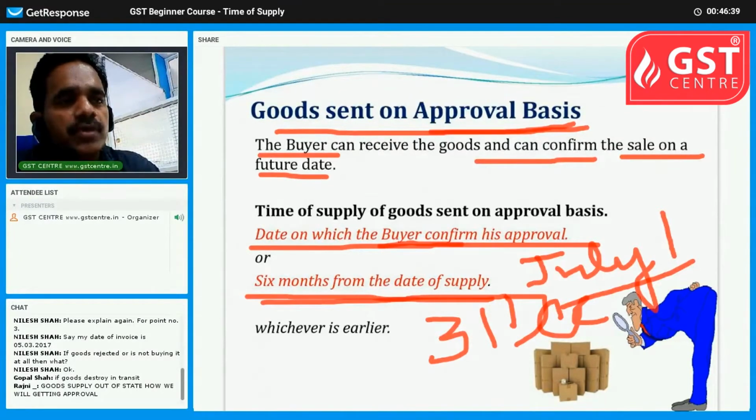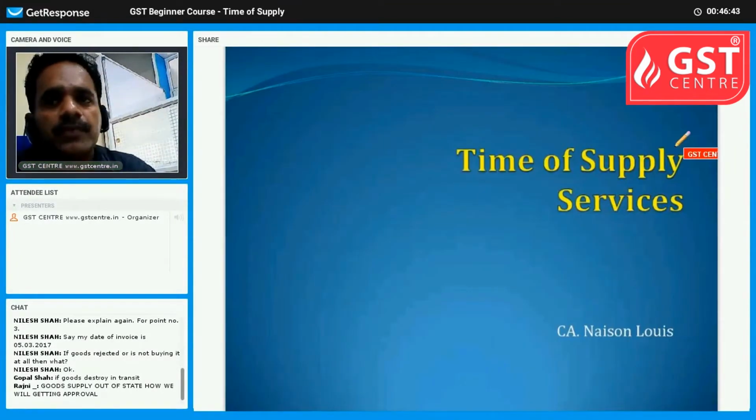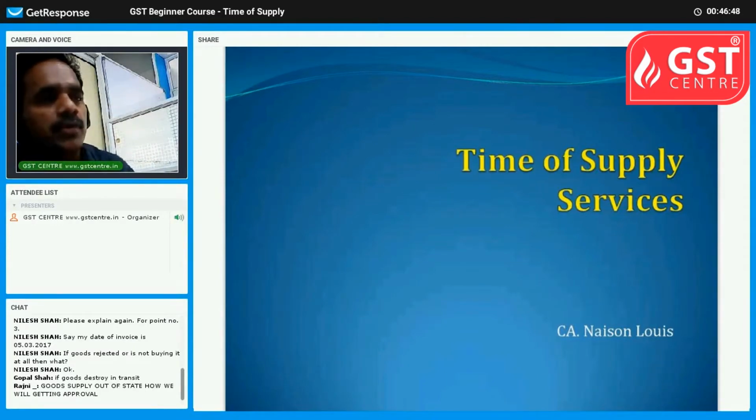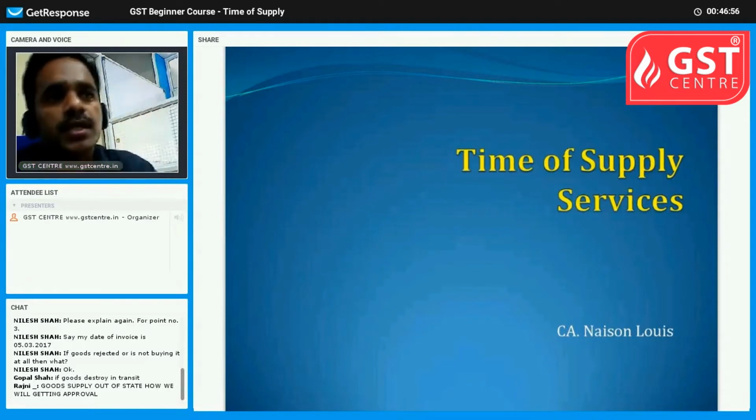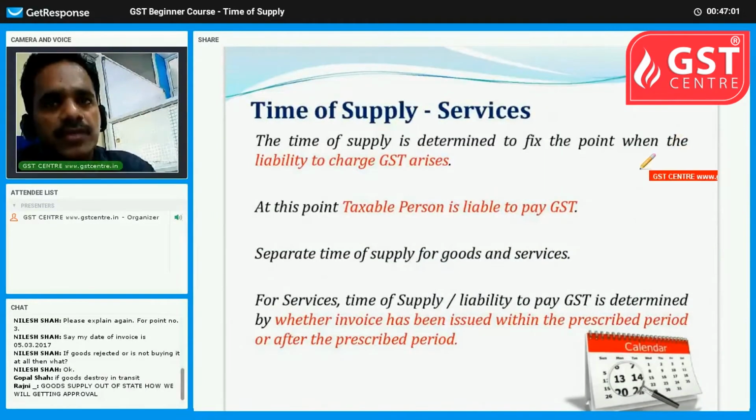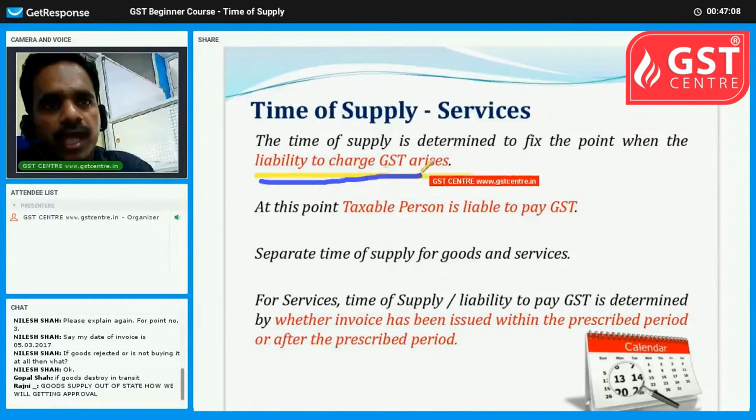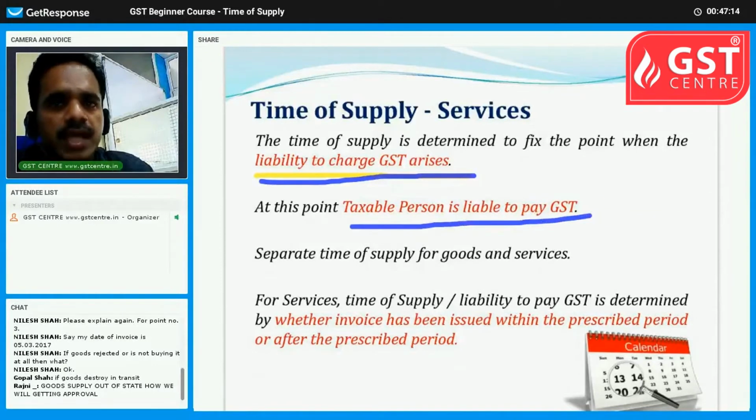Let us take time of supply for services. We have already covered time of supply for goods, and let us now look at time of supply for services. There is a separate time of supply for goods and services. Time of supply for services should be determined to identify the liability to charge GST. At this tax point, the taxable person is liable to pay GST. We have already learned that.